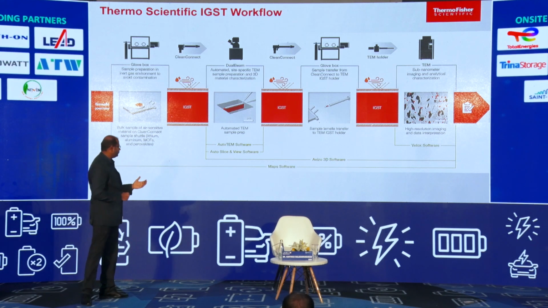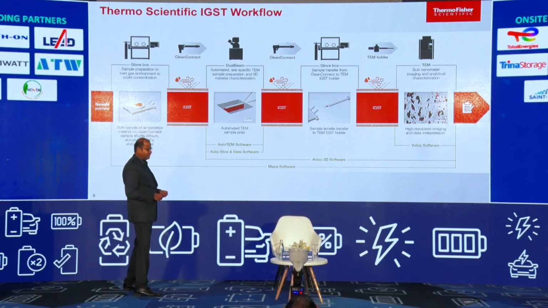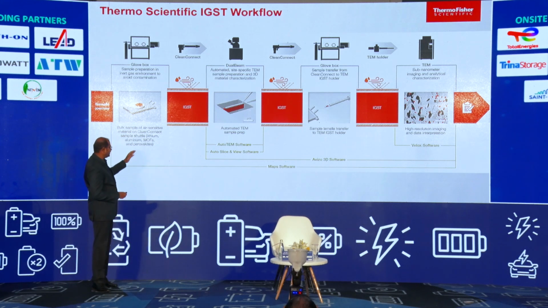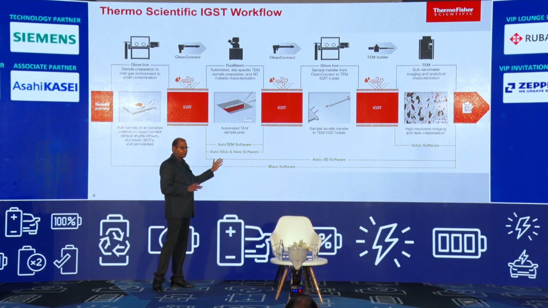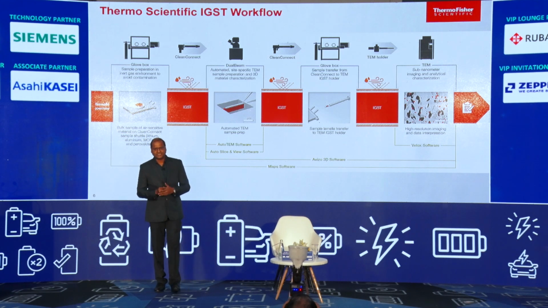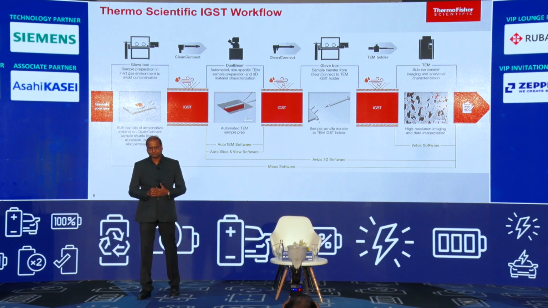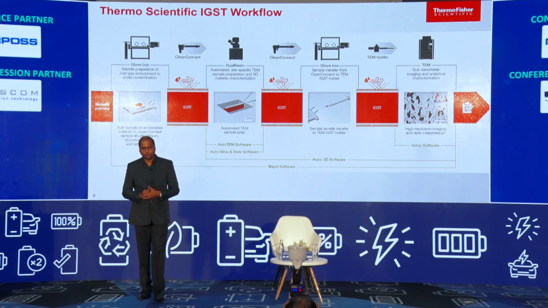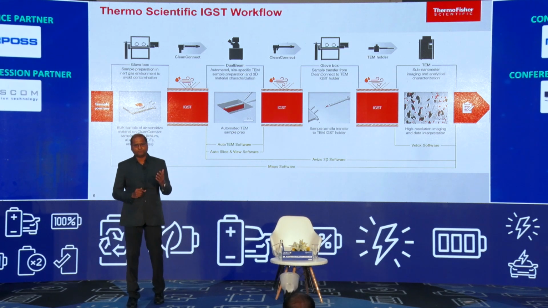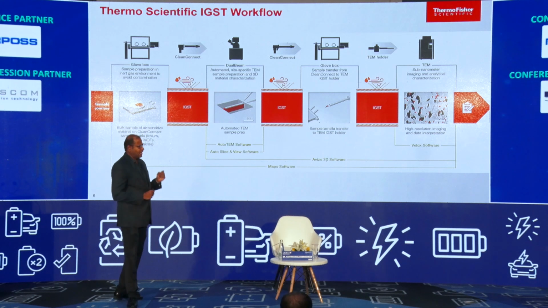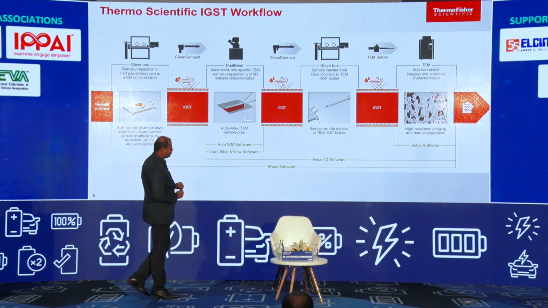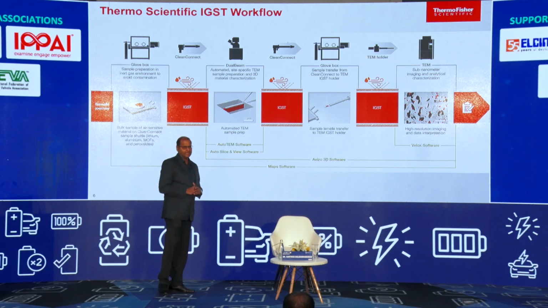In this workflow solution, the samples are taken from the glove box inert atmosphere and loaded into a scanning electron microscope, or in certain cases a dual beam. A scanning electron microscope helps to understand the morphological as well as the chemical composition of a sample, and a dual beam helps you to prepare a TEM sample.